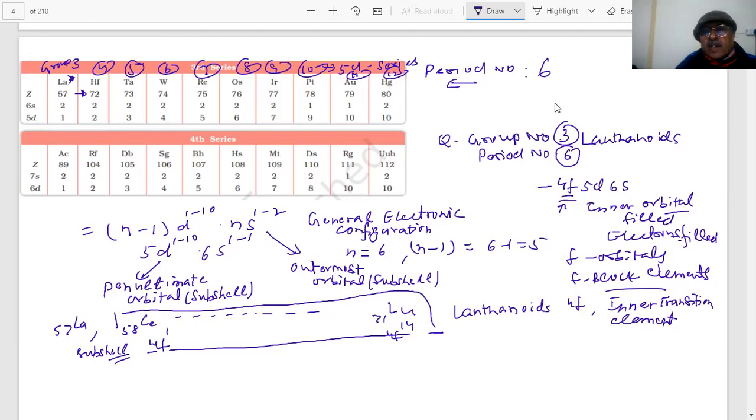Interesting thing: in the first lanthanide series, you have 4f, 5d and 6s. 6s is the outer, 5d is the penultimate, and 4f is called the anti-penultimate orbital or subshell. This is inner. So 14 electrons fill 4f, after that the electrons go from d1 to d10. The last is mercury.